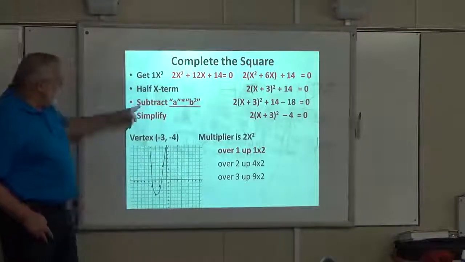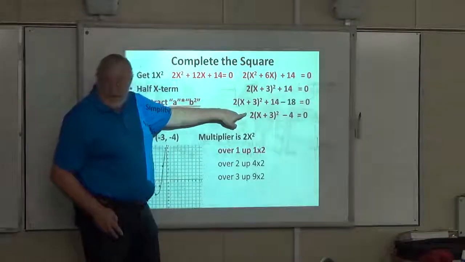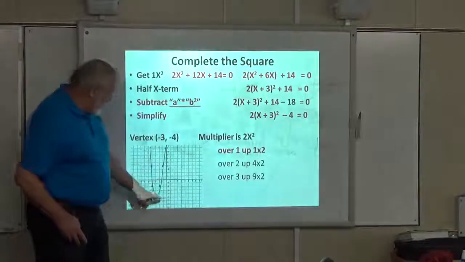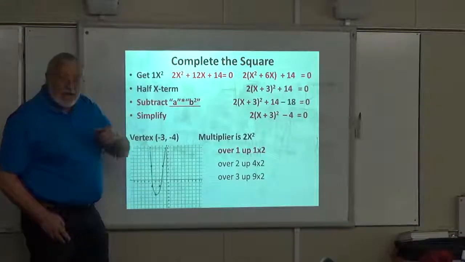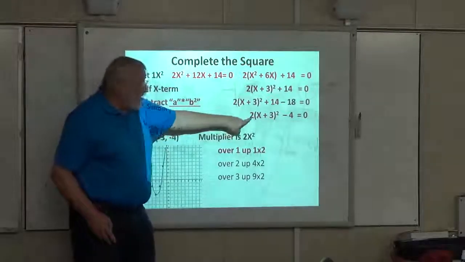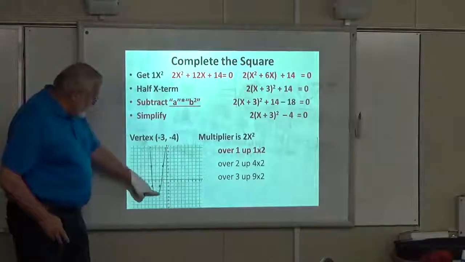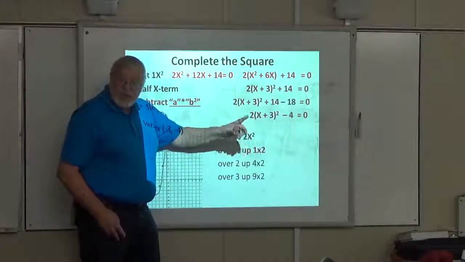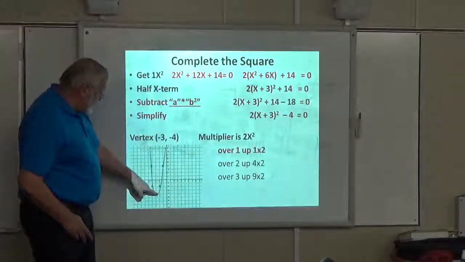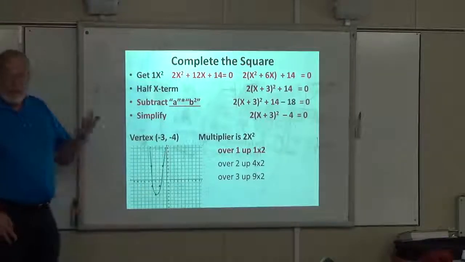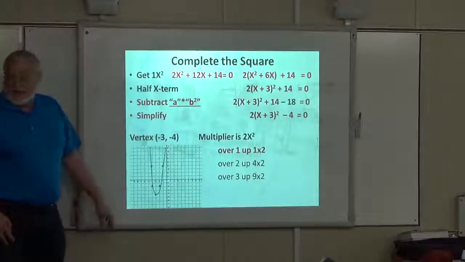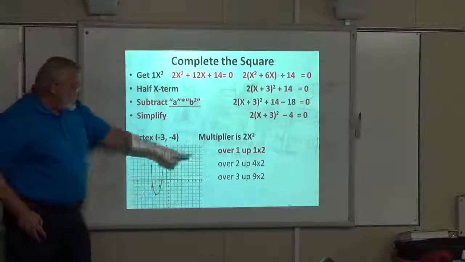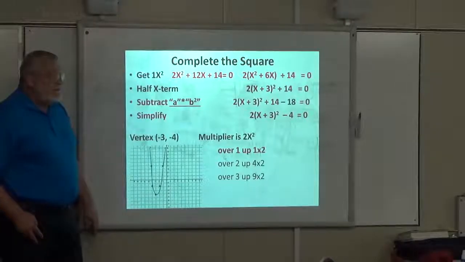Now, if I have this, how do I plot it? I'm opposite, so it's -3, -4, which is right here. And then I go over 1, up 1 times 2. That's over 1 up 2. And then I go over 2, up 2 squared, 4 times 2, that's up 8. Over 2, up 8. And if it was 3, it would be 9 times 2, 18, which is off the scale. And that's what I've got here.